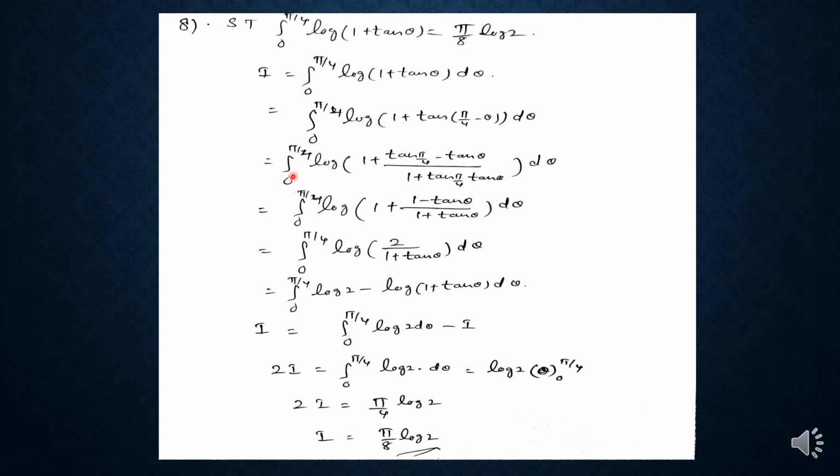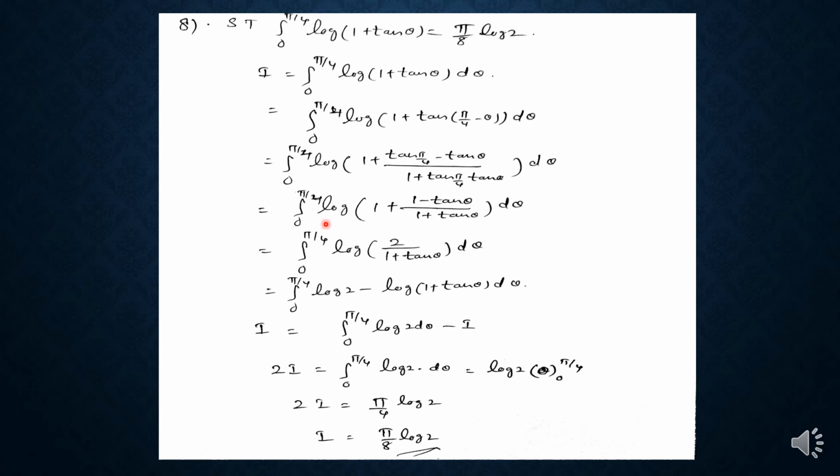Now apply the formula here. This is in the form of tan of a minus b. So what is tan of a minus b? Tan a minus tan b divided by 1 plus tan a into tan b. So by applying that formula, we get 1 plus tan pi by 4 minus tan theta divided by 1 plus tan pi by 4 into tan theta d theta.